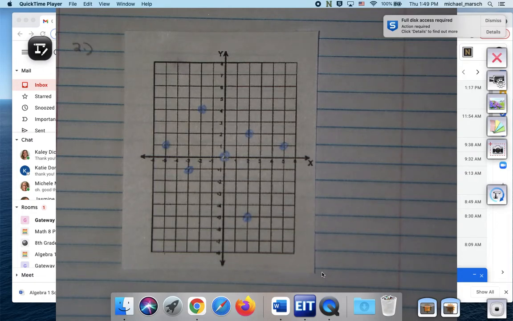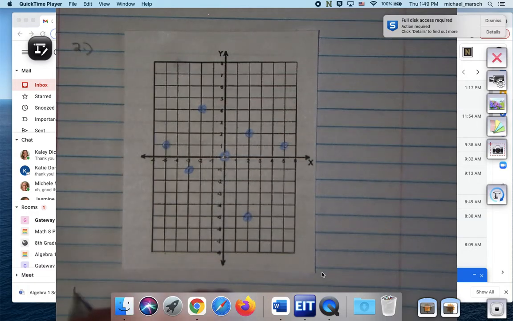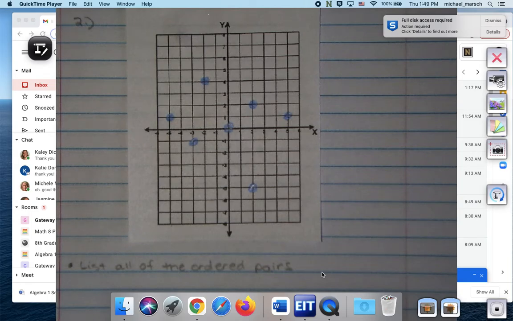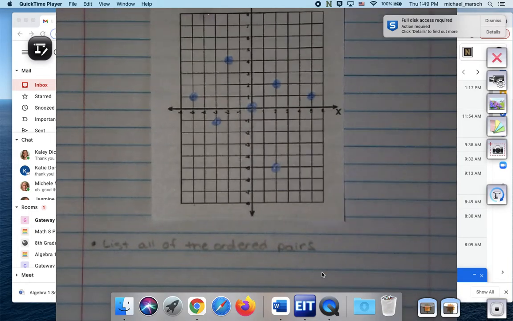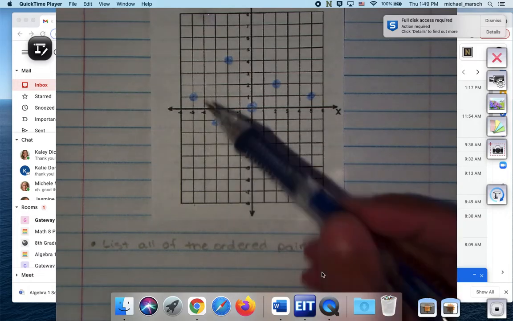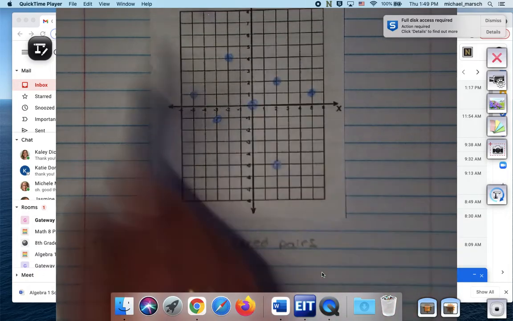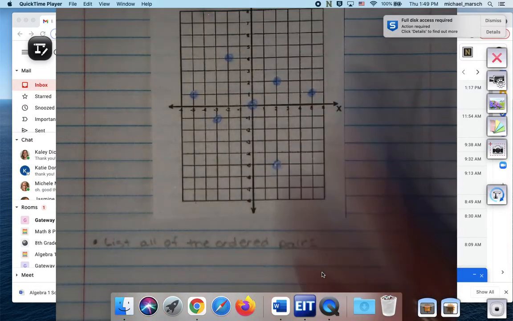And so then the best way to find the domain and range, at least I think, because I like organization, is to list all of the ordered pairs, and then go through and identify the X's and the Y's. Okay, and then probably people are thinking, well, what's an organized way to list all the ordered pairs? Well, I would just go from left to right. Go across the graph from left to right and list the ordered pairs.